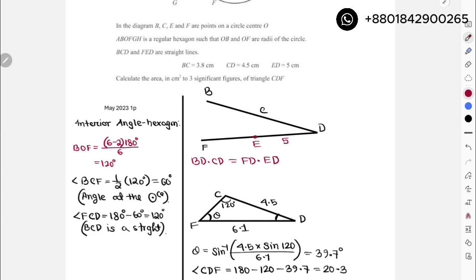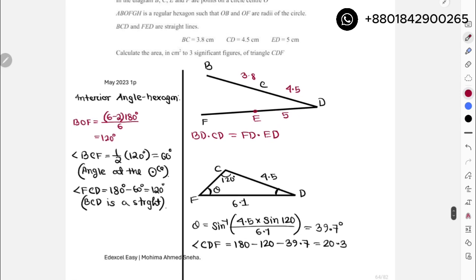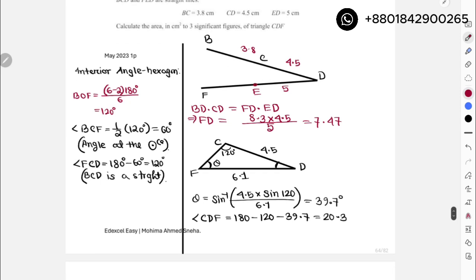ED was 5, this is 4.5, and this is 3.8, and the summation of 3.8 with 4.5 gives you 8.3. So over here, I'll make FD the subject. That means we have 8.3 times 4.5, and everything will be divided by ED. ED is just 5. So 8.3 times 4.5 divided by 5 leaves you with 7.47.